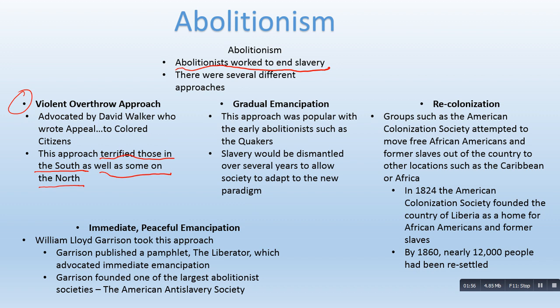Gradual emancipation, gradual, of course, meaning it takes time, slowly but surely, like the old slow and steady wins the race. And emancipation means freedom. This was very popular at first with the ones that started the abolitionist movement. The whole point was that slavery would be dismantled over several years to allow society to adapt to the new paradigm. And paradigm is just a worldview, a way that one looks at the world. People said, when change happens slowly, there's a much greater opportunity for change to be permanent, as opposed to change that happens very quickly. Sometimes that can lead to instability and the change not really sticking.